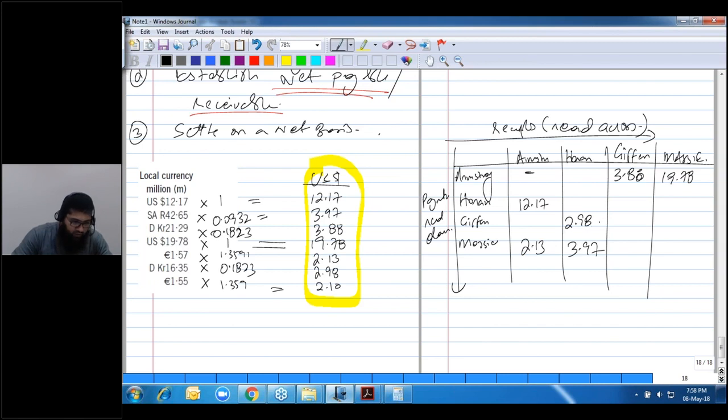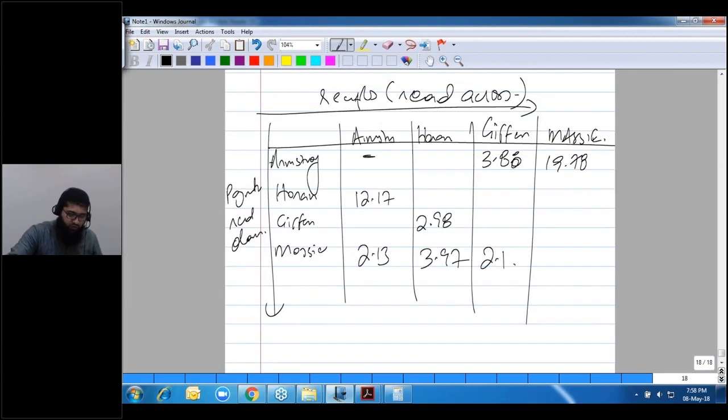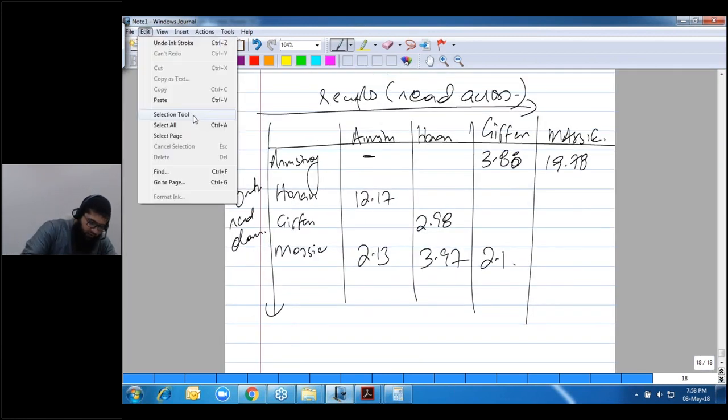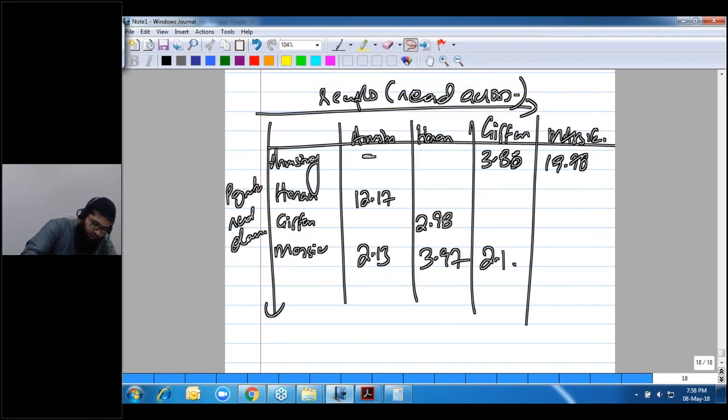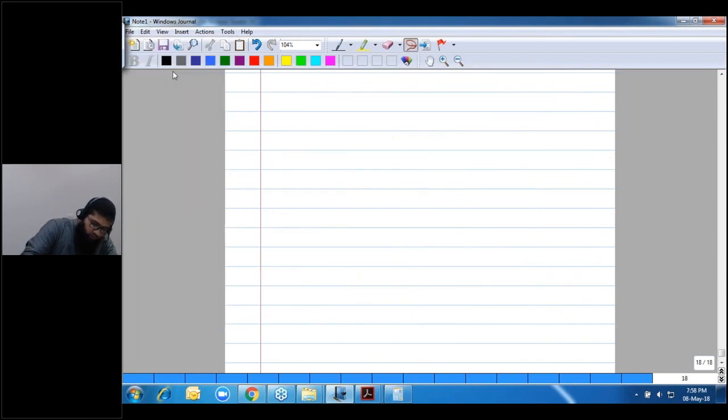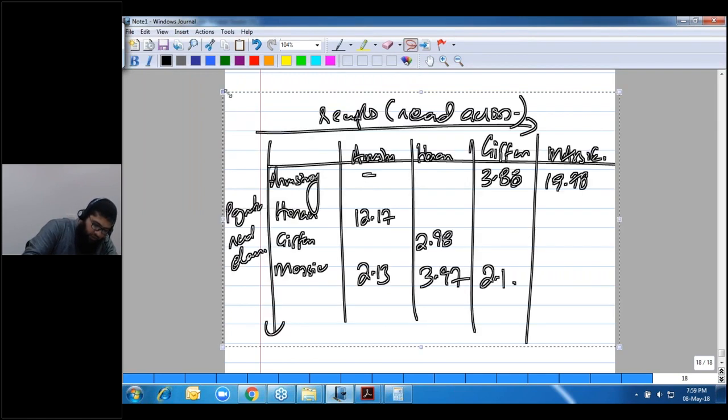And then the last one is this. Giffen has to pay to Messi. So how much is it going to be? Is it going to be 2.1? Do people understand this? Okay. So once we have created this matrix, what's going to be the next step?